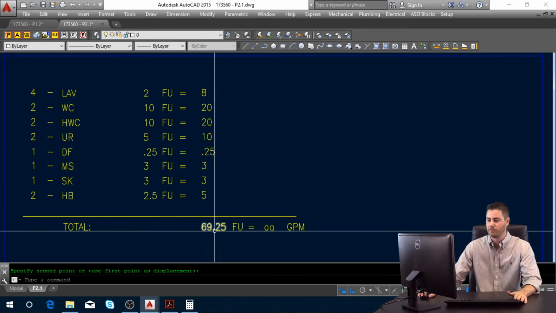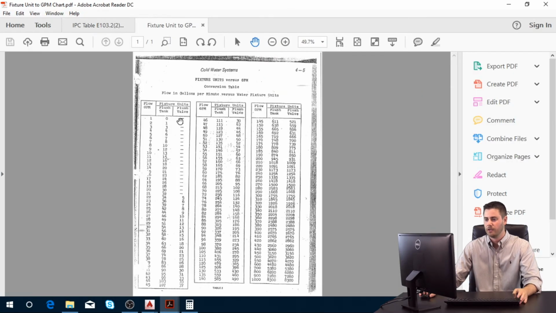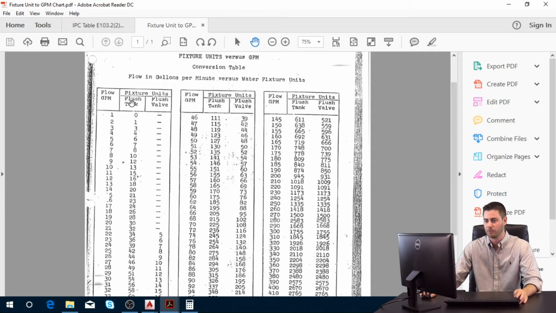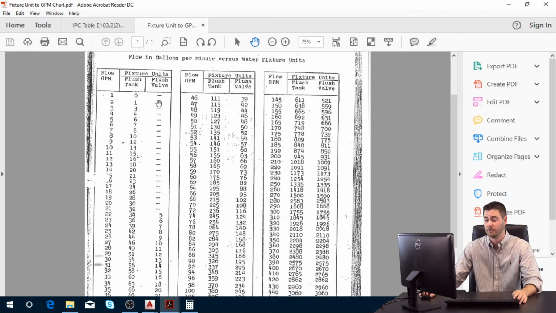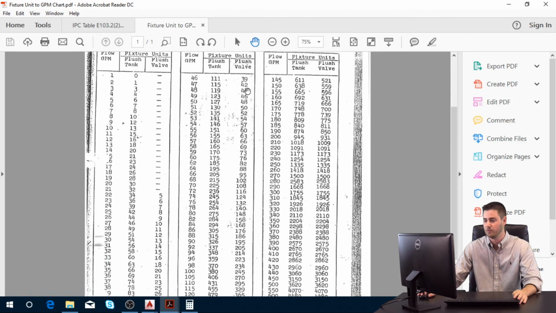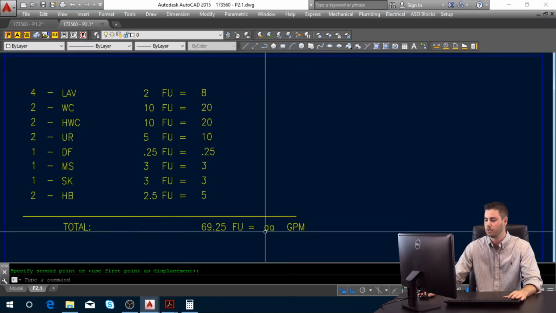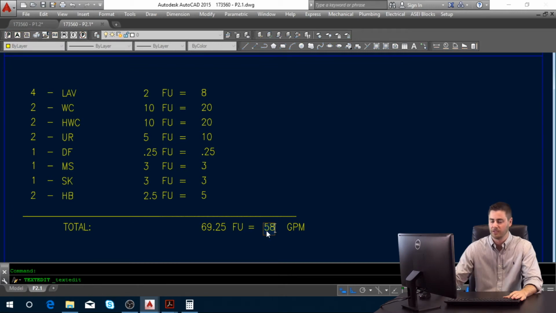And in order to convert fixture units to gallons per minute, or GPM, we have another chart that we use. So we go fixture units to GPM chart. And now again, they have 2 different columns here, one for flush tank, one for flush valve. Since we're using flush valve, we need to find our 69.25, our closest one, we have 69 here. That gives you a flow rate of 58 GPM. So we go back to our water calculation and input 58 GPM here.